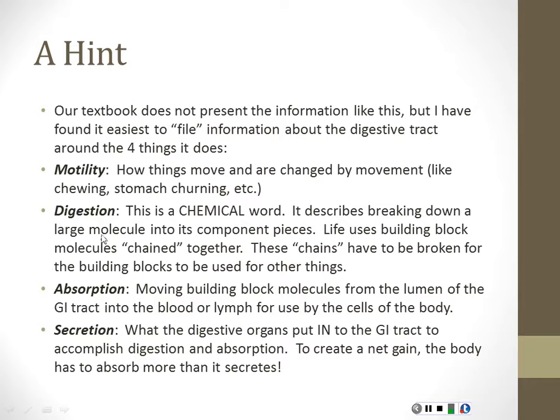Motility, moving; digestion, chemistry. Absorption is where things are coming in to the organism, right? Typically those are going to be nutrients. And then secretion is where the body is putting something into the digestive tract to make something happen. So why these four words? Well, everything that the digestive tract does in the end falls into one of these four categories. So each part of the digestive tract has a motility, a digestion piece, an absorption piece, and a secretion piece.